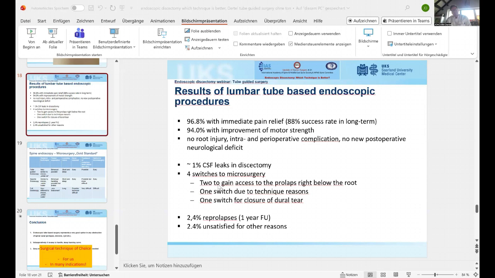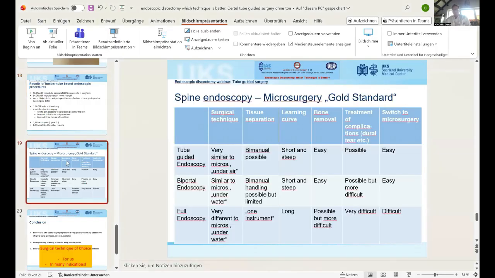And there was 1 switch for closure of dural tear, where we had a dural tear in the beginning of the procedure. Reprolapse rate is 2.4% at 1-year follow-up, and 2.4% were unsatisfied for other reasons. But I said that this is the lumbar discectomy procedures. Of course, there are other indications, like synovial cyst or cervical, where we had more dural tears than in the series.